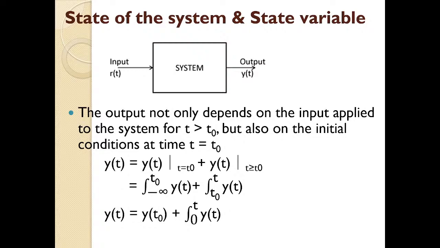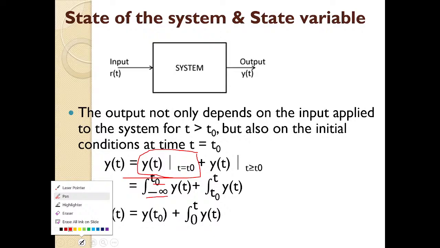Okay, y of t has two parts. The first part of the output is y of t at t equal to t0. That means the output not only depends on the present state, it also depends on the previous state of the system. So the output y of t at t equal to t0 is obtained from the interval minus infinity to t0.